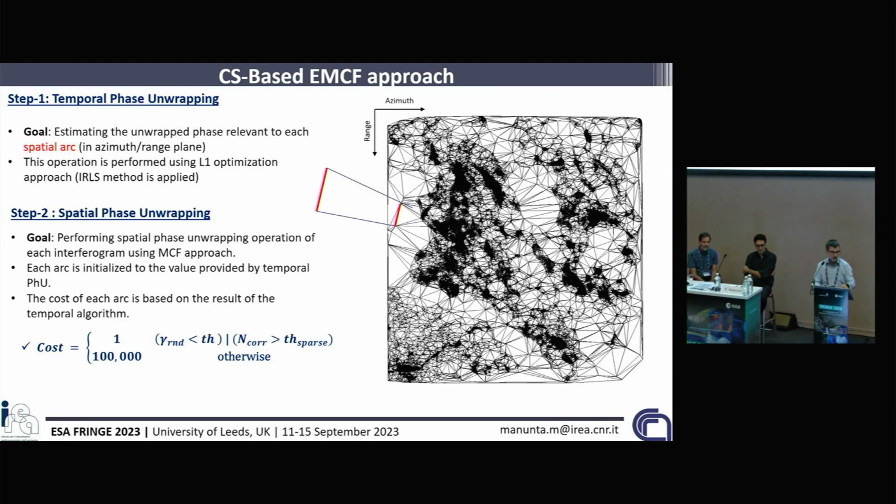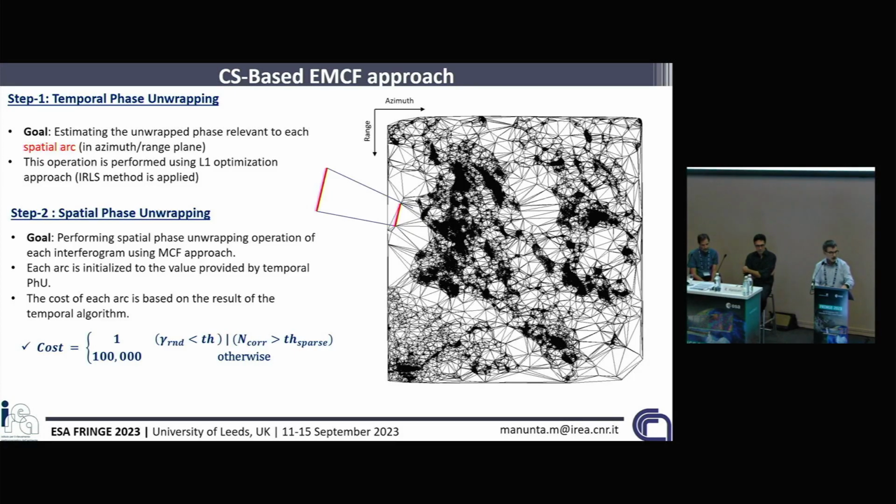For the arcs where one of these two checks is not satisfied, we consider the arc not well unwrapped, and we assign the value 1. In the other case, where both thresholds are satisfied, we assign the large cost. In this way, we can retrieve a cost function for the spatial phase unwrapping.